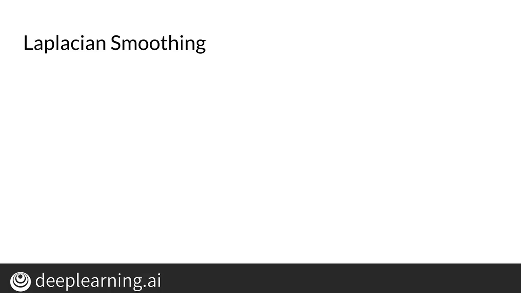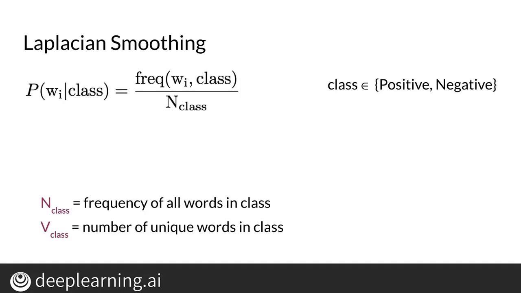Let's take a look. Let's now dive into Laplacian smoothing, a technique you can use to avoid your probabilities being 0. The expression used to calculate the conditional probability of a word, given the class, is the frequency of the word in the corpus, shown here as freq of word I, class, divided by the number of words in the corpus, or n class.